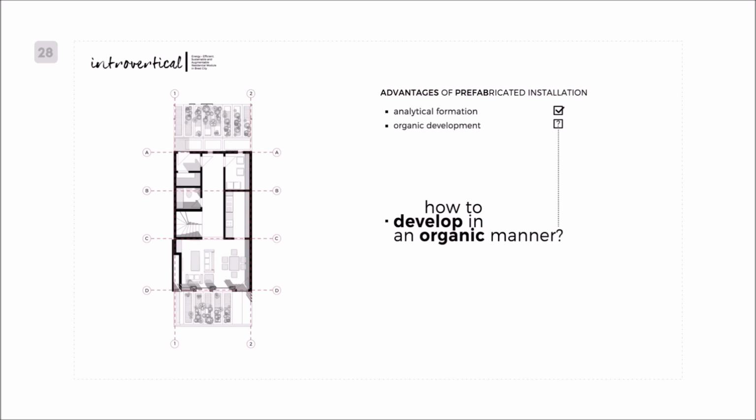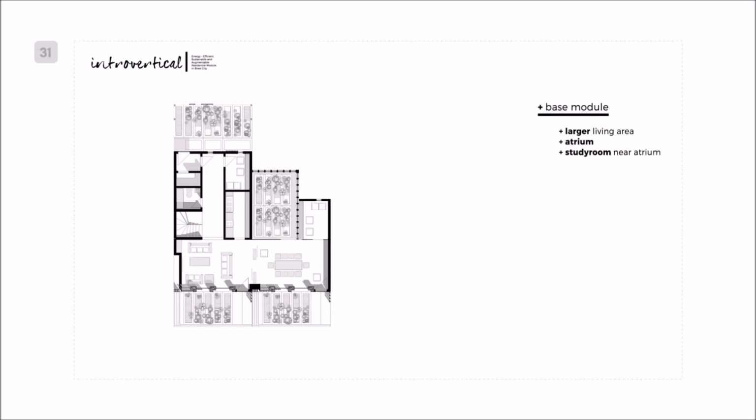29. Base module is the typical prefabricated module that has not yet started to be modified. 30. On the next slide, we see an extension that adds a dining area to the living space. 31. Another step in how the typical unit can be transformed in an original way by solving a conservatory and study room to the north.